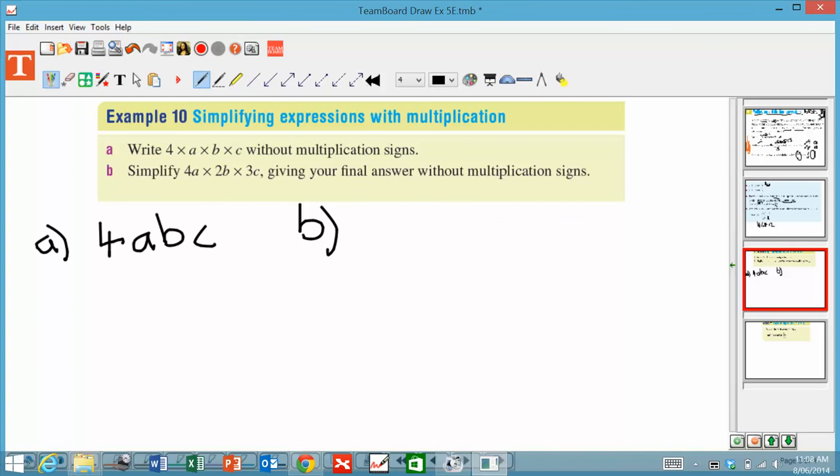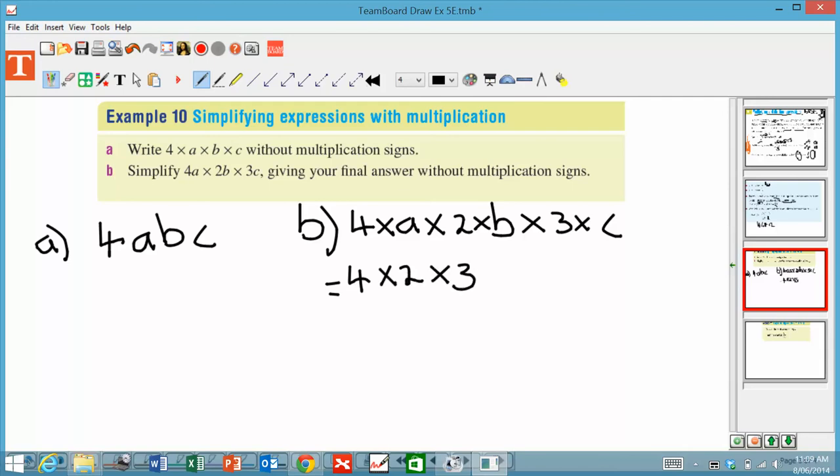Simplify 4A times 2B times 3C, giving your final answer without the multiplication signs. Okay, so firstly, I'd almost rather you write it out like this: 4 times A times 2 times B times 3 times C. You don't have to do that, but I'd probably like that you did. Okay, now we put our numbers together. So 4 times 2 times 3, and show that you've used them, and then I can do my times A times B and times C.